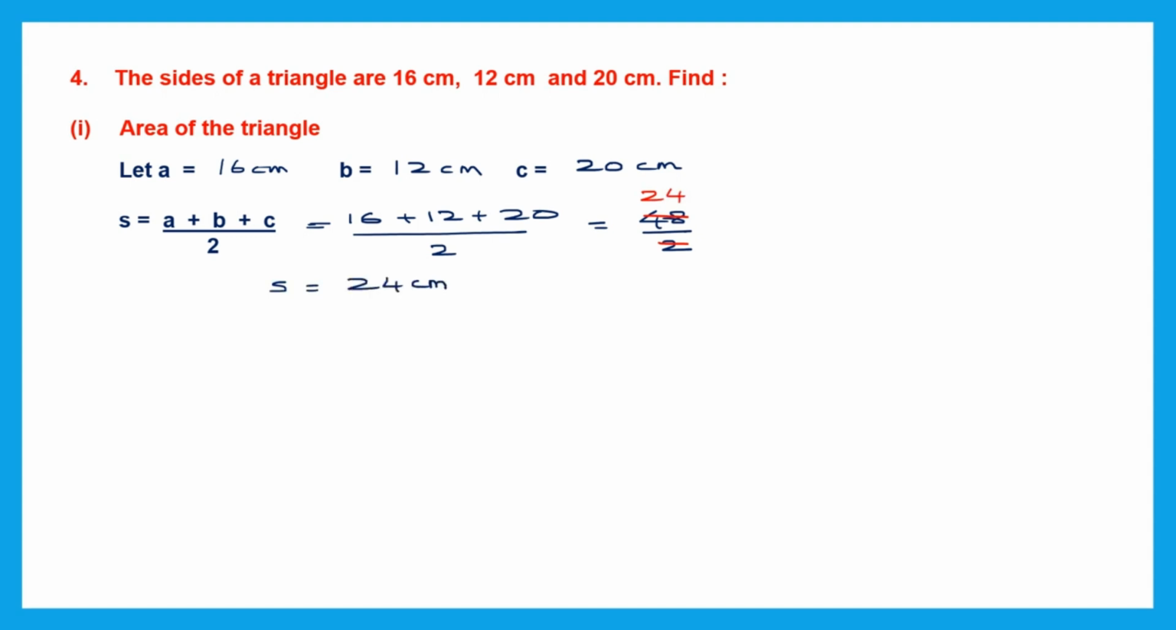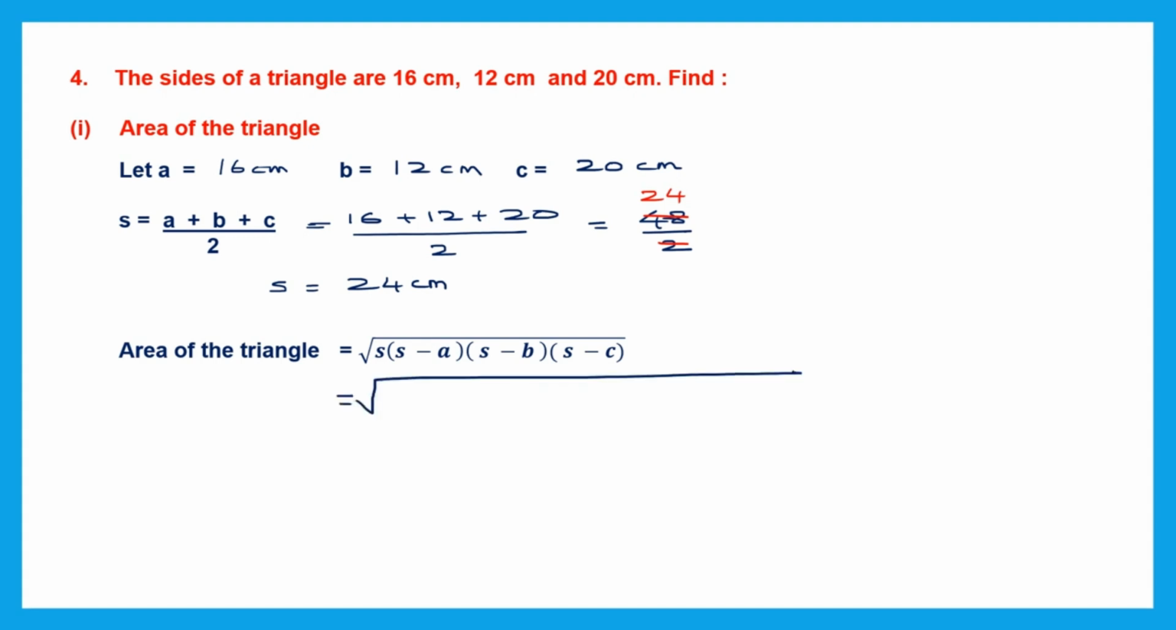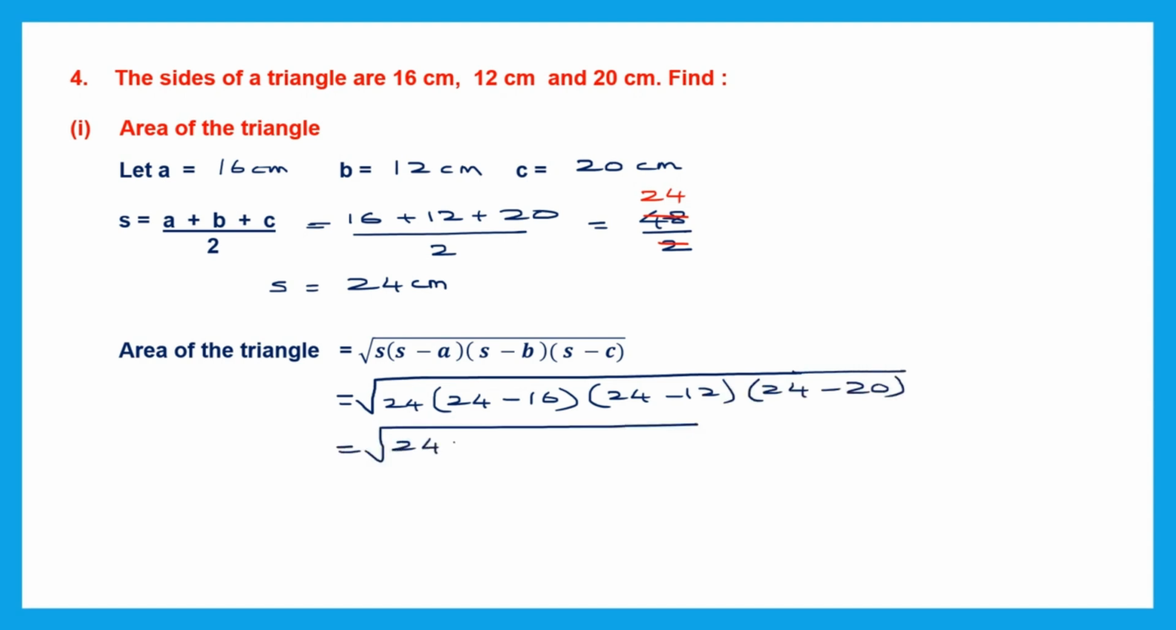Now let's use the Heron's formula to find the area. That is the square root, and we put all this inside. Let's substitute with the values. So that will be S, that is 24, into 24 minus A, which is 16, 24 minus B, which is 12, and 24 minus C, which is 20. So let's simplify this further and see what we get. 24 into 24 minus 16 is 8, into 24 minus 12 is 12, into 24 minus 20 is 4.